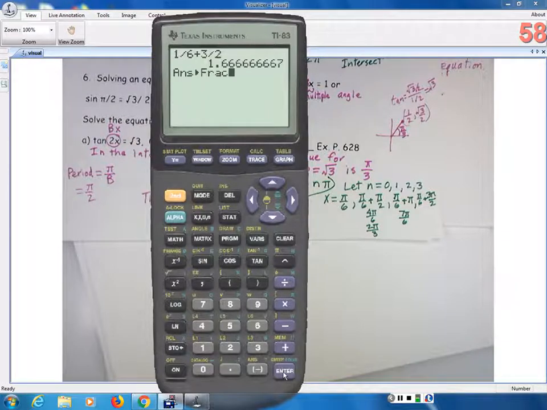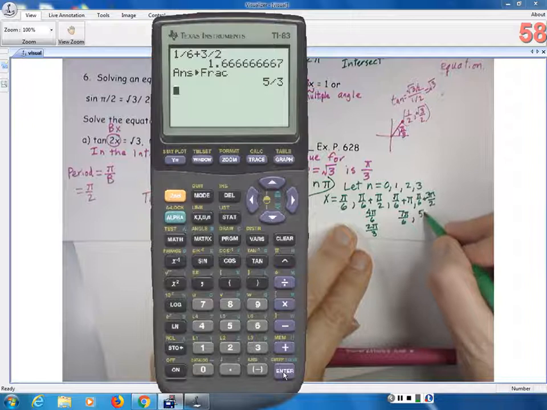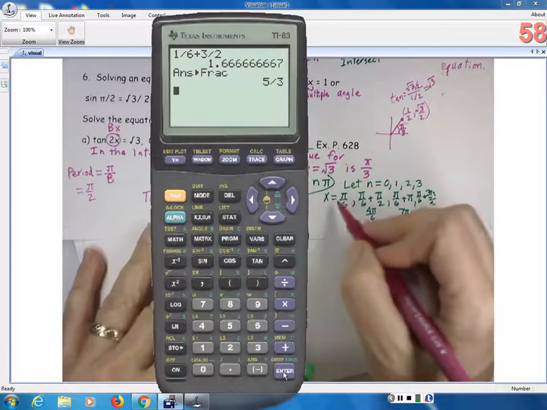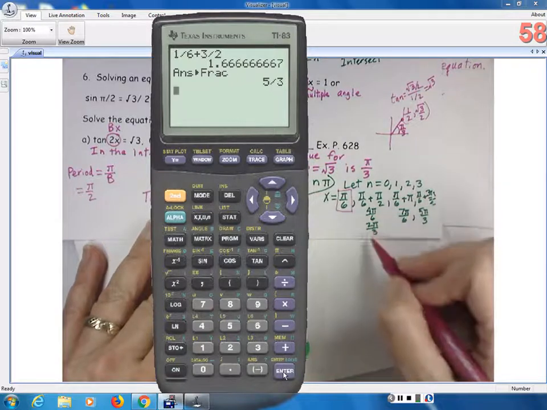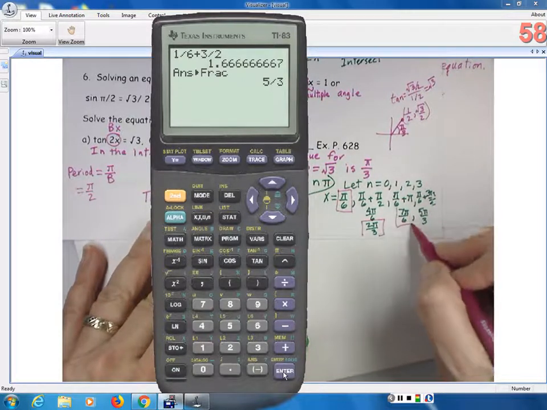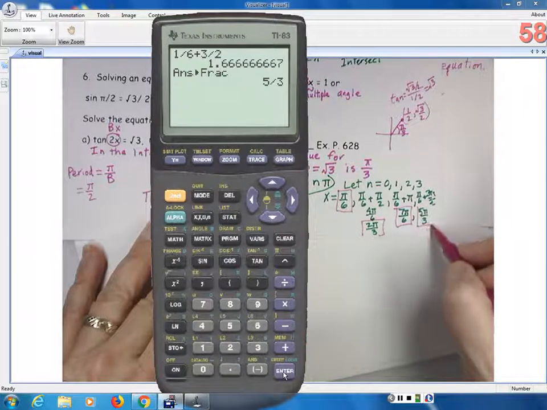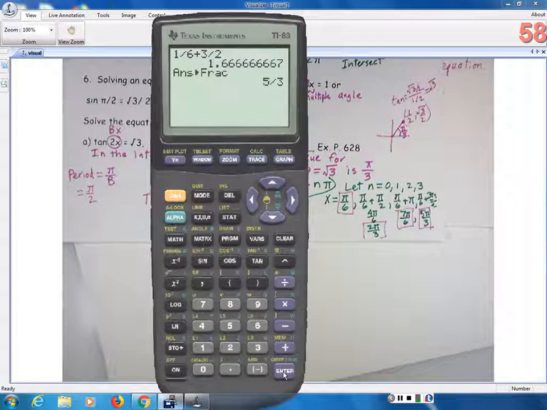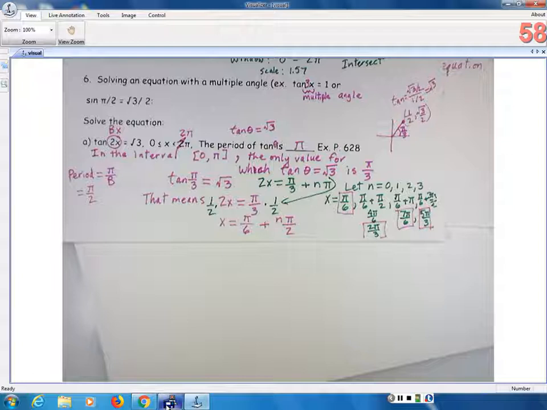Math, enter, and you get 5 pi over 3. So your 4 solutions between 0 and 2 pi are pi over 6, 2 pi over 3, 7 pi over 6, and 5 pi over 3. Those are your 4 solutions. You can use your calculator for those fractions if you want. Just leave the pi out, change those things to fractions, and then put the pi back in.